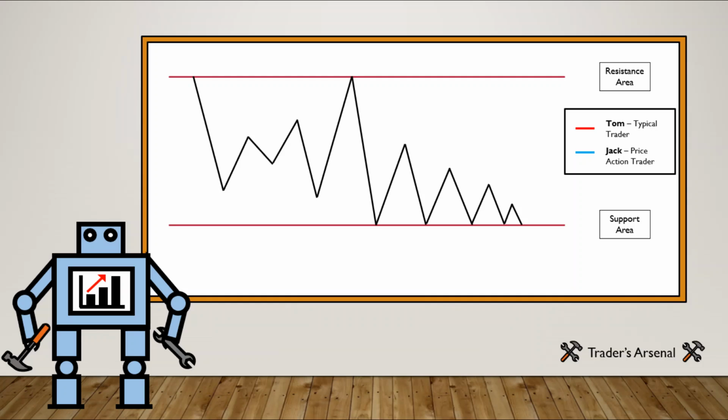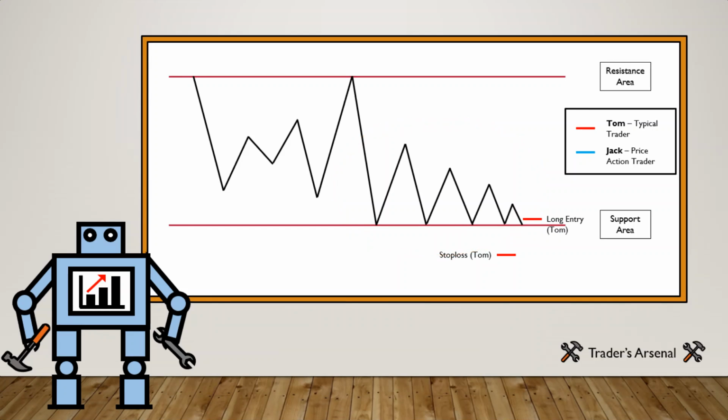Let's go through one more example to recap what we learned just now. Let's say there is a descending triangle at the support area. We have two individuals trading the market. Tom, a typical trader, and Jack, a price action trader. When the price approaches the support area, Tom goes long and places his stop loss below the recent swing low. Jack places a sell limit order below the support area in anticipation of the price breaking out of the descending triangle pattern.